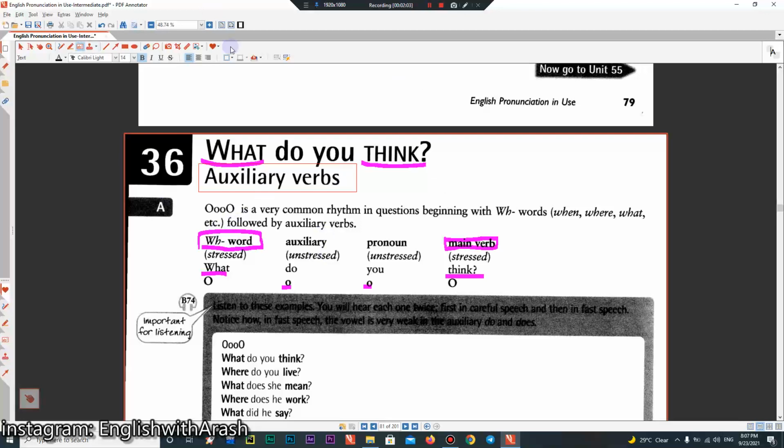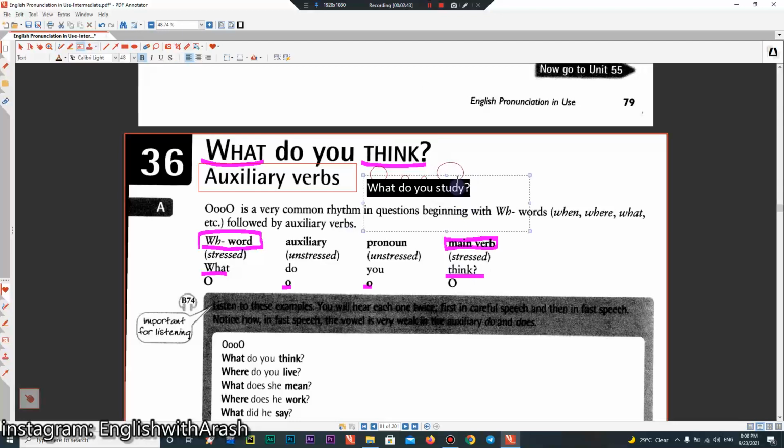Let me give you another example. Let me write this. What do you study? So again, this is another example in that format. The WH word is stressed. Usually, auxiliaries don't get a stress. Pronouns, he, she, they, don't get a stress. Study, that's the main verb, so it gets the stress. Da da da da. What do you study? Now, it can change.